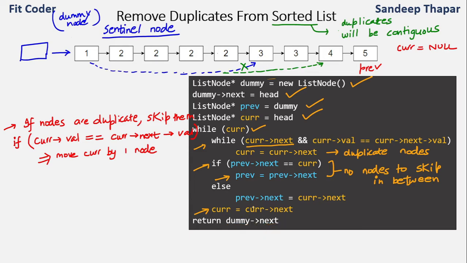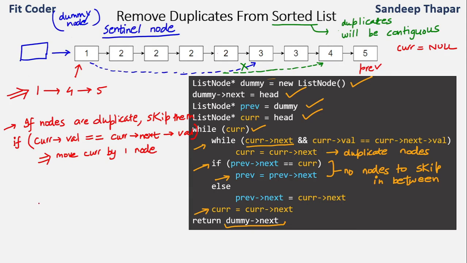So we'll come out of the while loop and now we will return dummy next. So dummy next is pointing to node 1. So essentially we are returning here 1, next of 1 is 4 and next of 4 is 5. So this is our final linked list that we are returning.